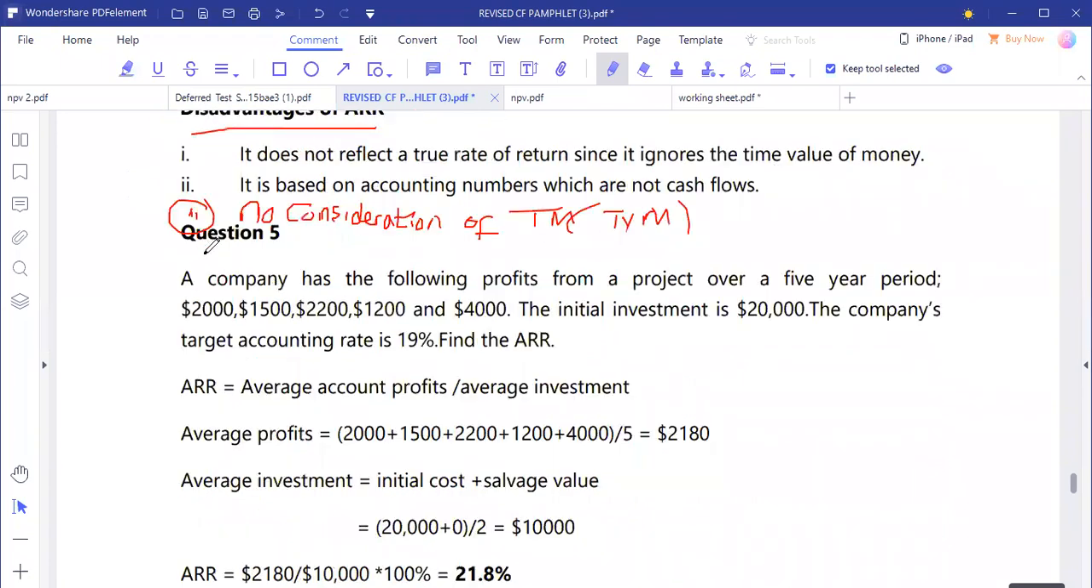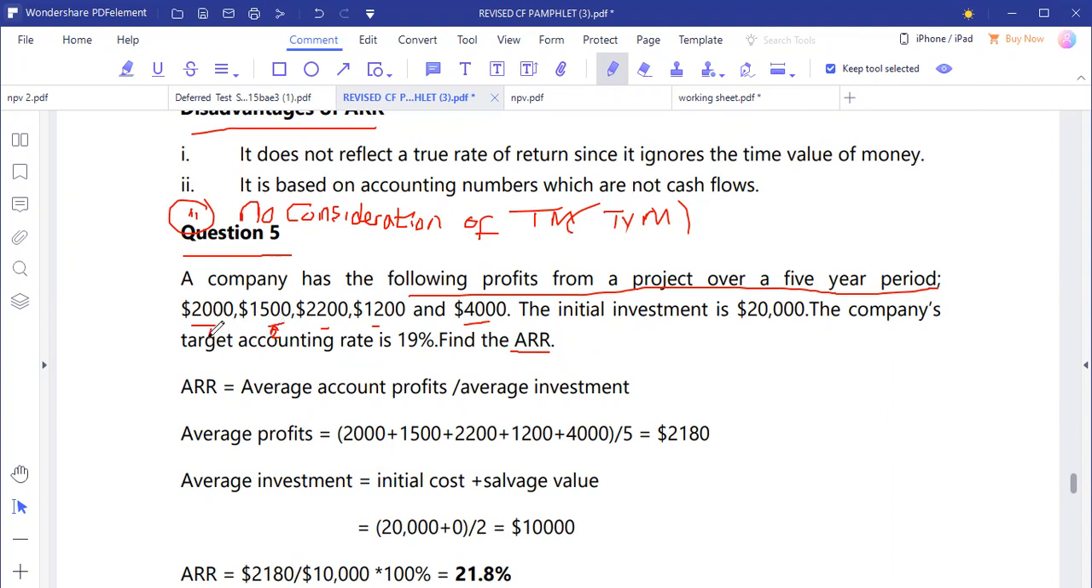So let us look at a question here so that you understand how you calculate the average accounting rate of return. A company has the following profits from a project over a 5-year period. So we have, this is for 1, 2, 3, 4, 5. So this is year 1 here. The second one, $1,500, is year 2.